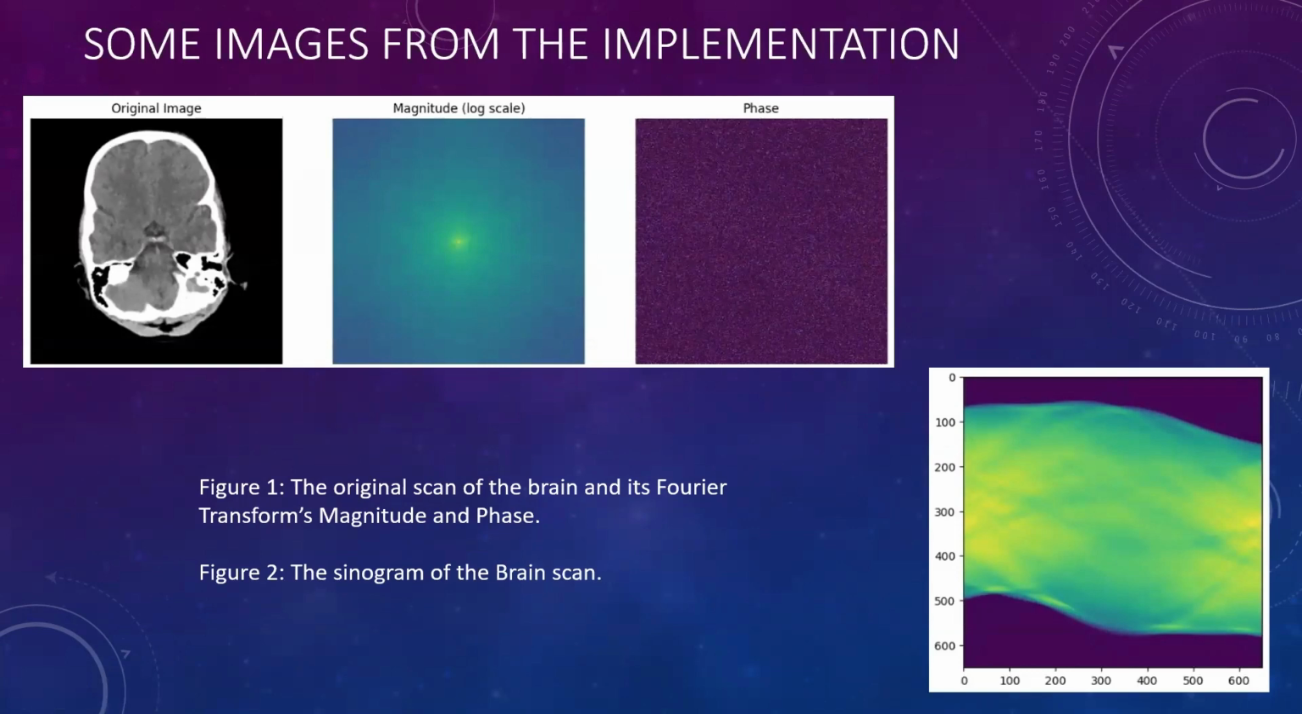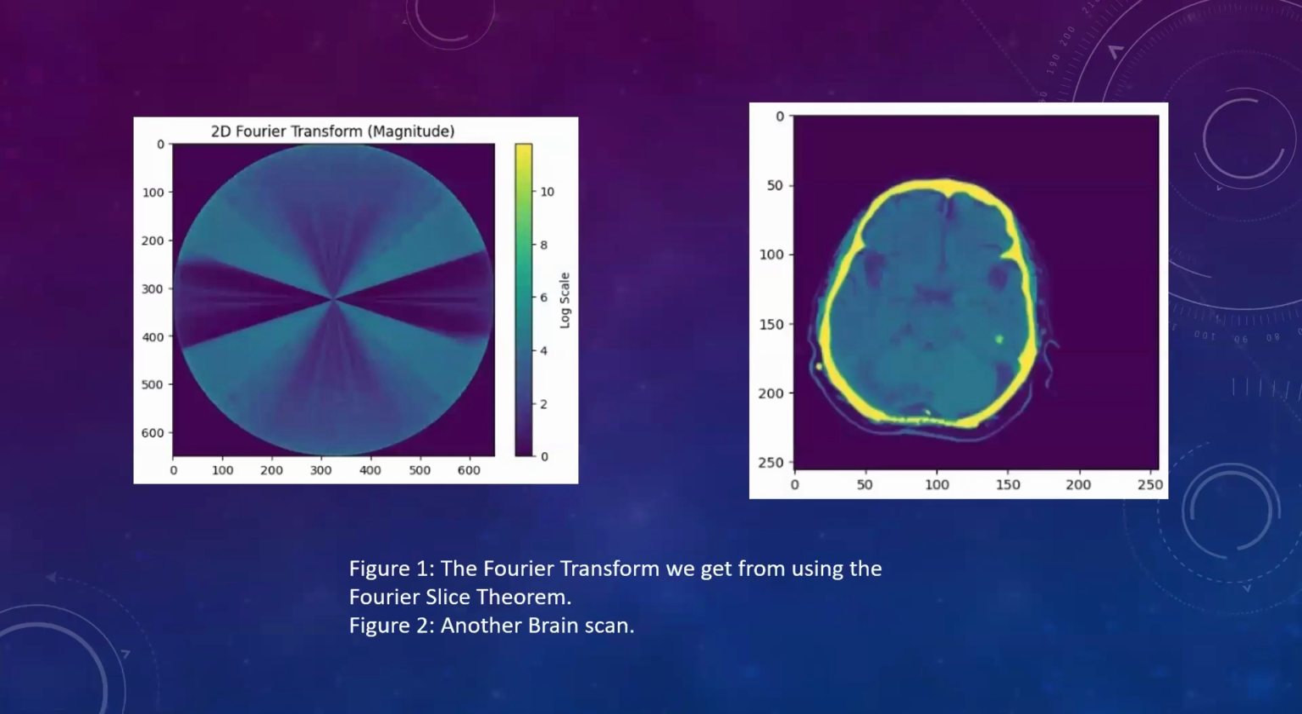These are some of the images from the implementation. This is the scan. This is the magnitude of the Fourier transform, and this is the phase of the Fourier transform. This is a sinogram of the scan, this is the training data set which we are having. Since we have sinograms, we had to use the Fourier slice theorem to get the original training set. This is our new training data, which is nothing but the Fourier space. This is again a scan of the brain.